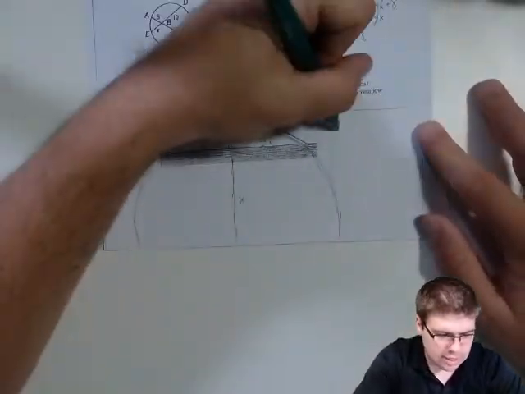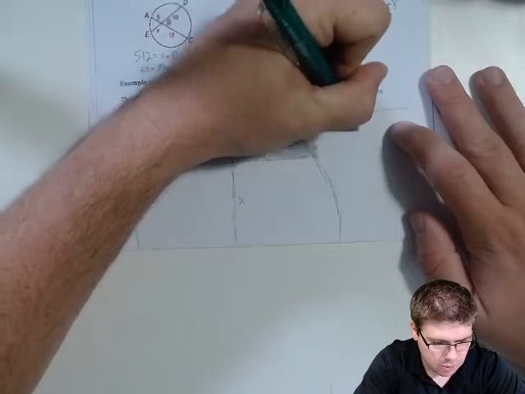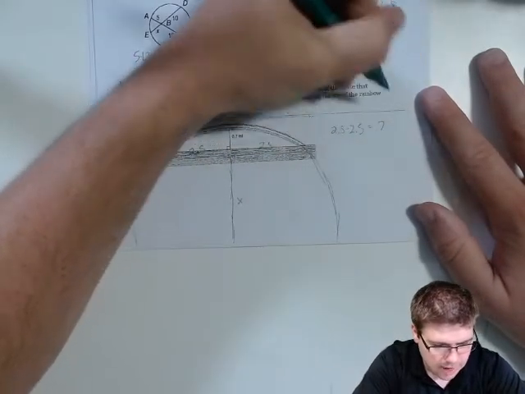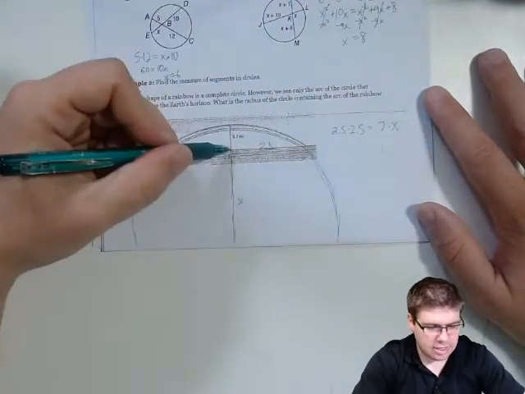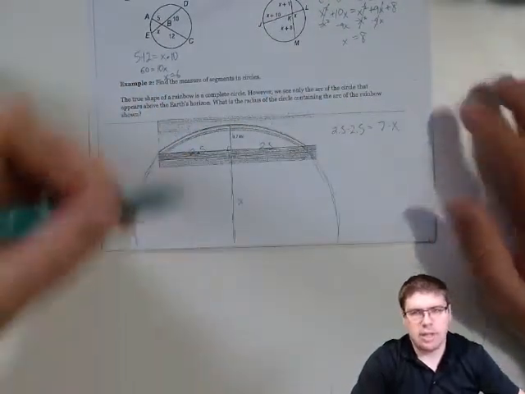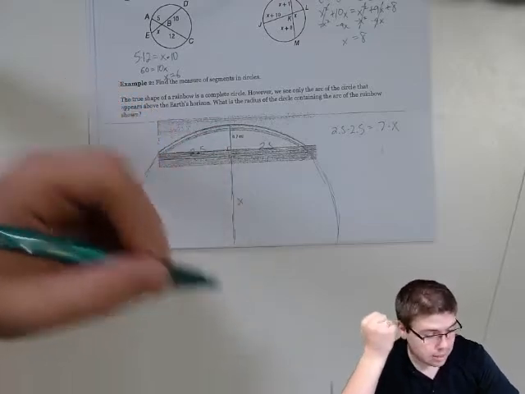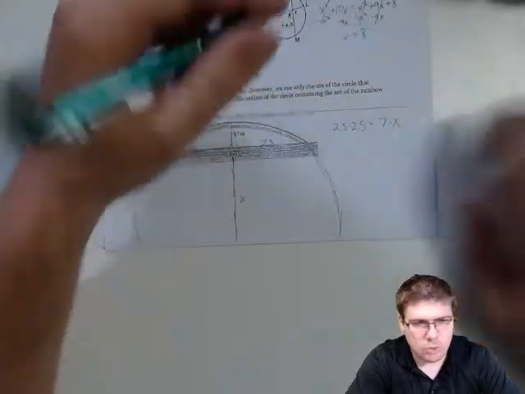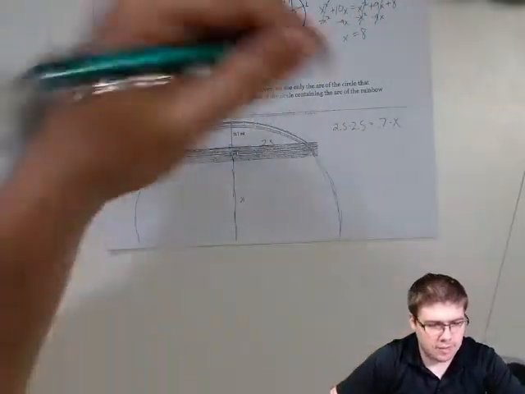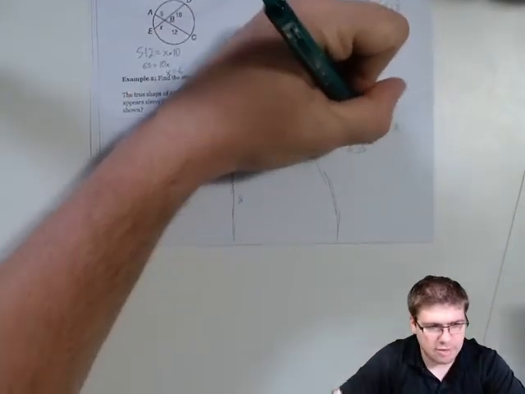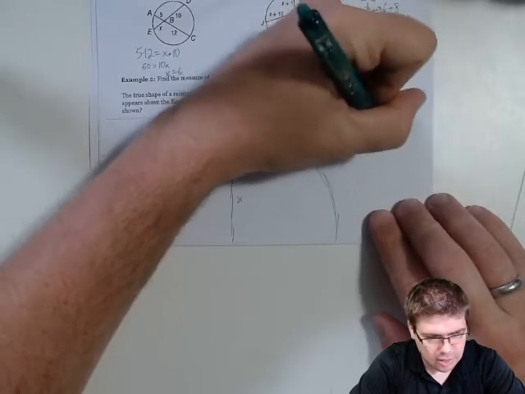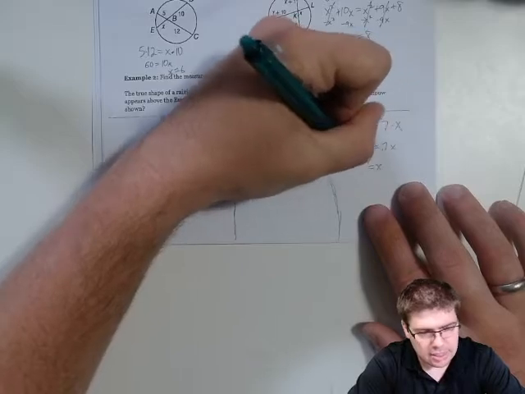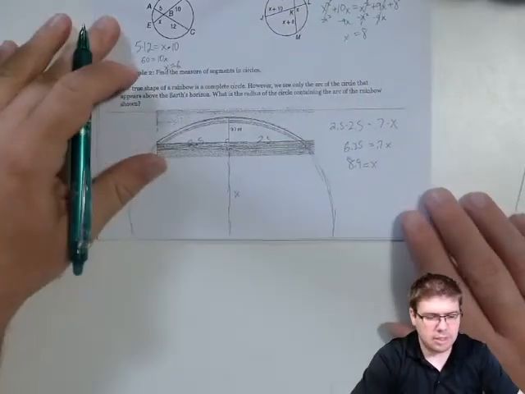So we can set up 2.5 times 2.5 is equal to 0.7 times x, where x would be the rest of it, because the diameter is a chord, so 0.7 and x combined make the diameter. So 2.5 times 2.5 is 6.25. That is equal to 0.7x. We divide both sides by 0.7, and we get that x is approximately 8.9.